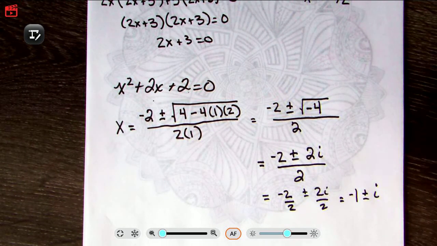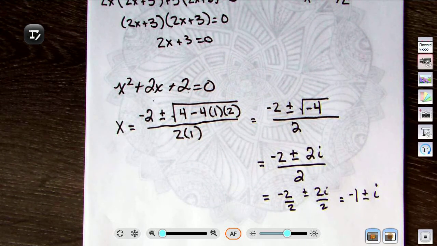So here's kind of a quick review of how we would solve quadratics, and basically it boils down to try to factor it. If it factors relatively quickly, great. If not, quadratic formula always works. So even if you want to just use quadratic formula all the time, it will work.